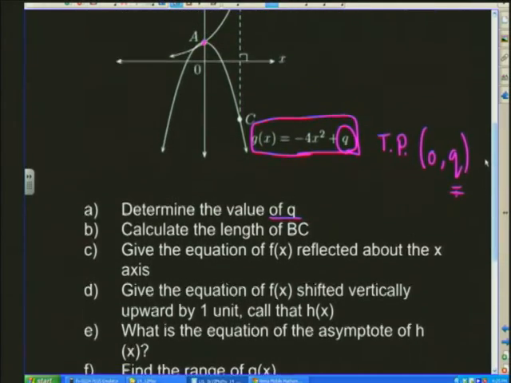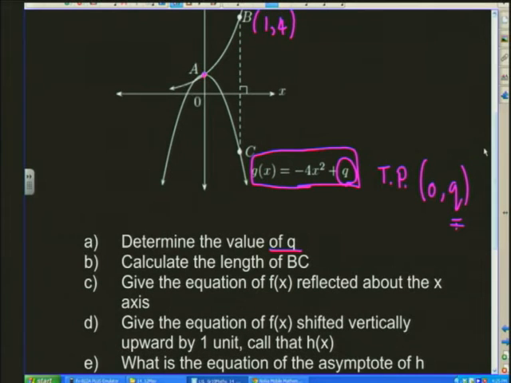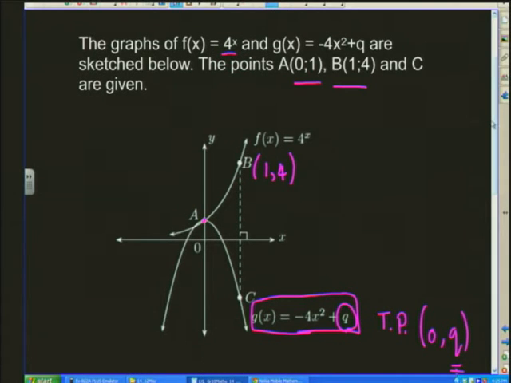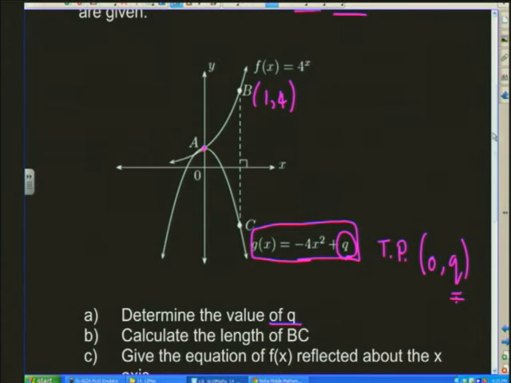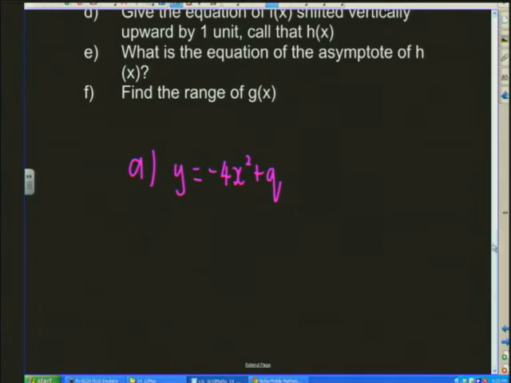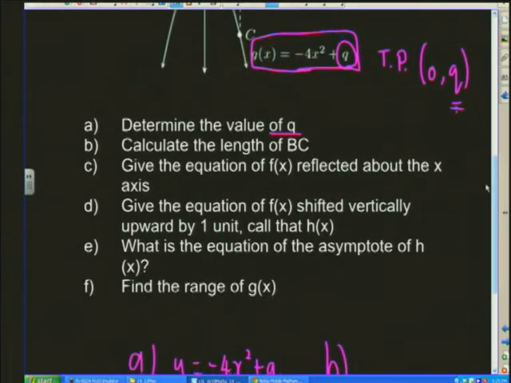If you go up to your graph, examine what they've given you. Remember, they've given you some key information here. They've said A is the point 0, 1. So A is the y-intercept of both the exponential function and your parabola. So that's the point 0, 1. Therefore, the value of q being your turning point, being your y-intercept of the parabola, you can read it straight from the graph. The value of q is 1.